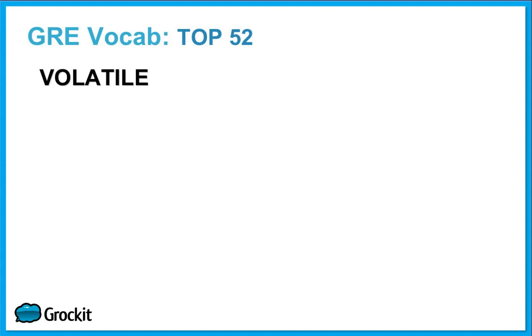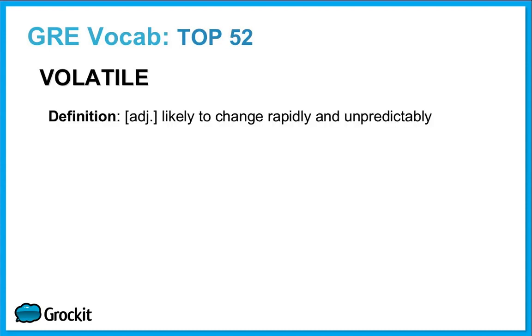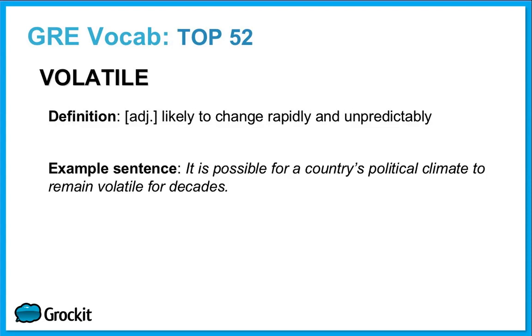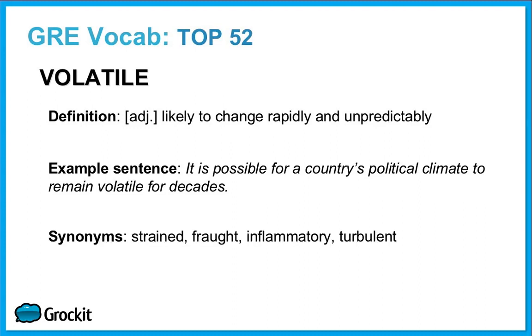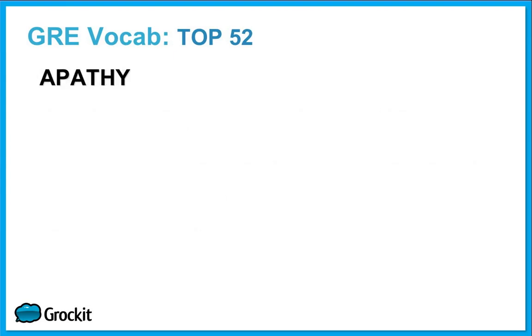Our 26th word is volatile. This is an adjective. It means likely to change rapidly and unpredictably. It is possible for a country's political climate to remain volatile for decades. Strained, fraught, inflammatory, and turbulent are synonyms.